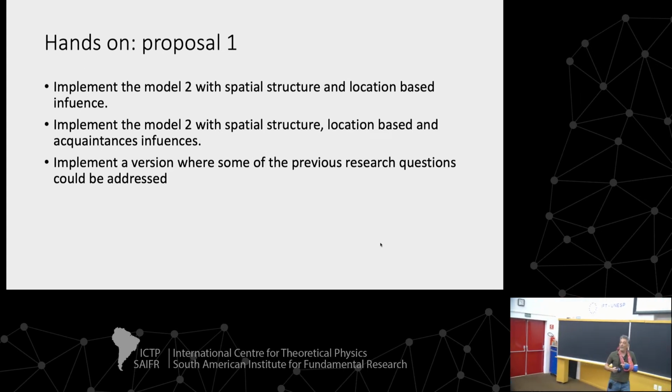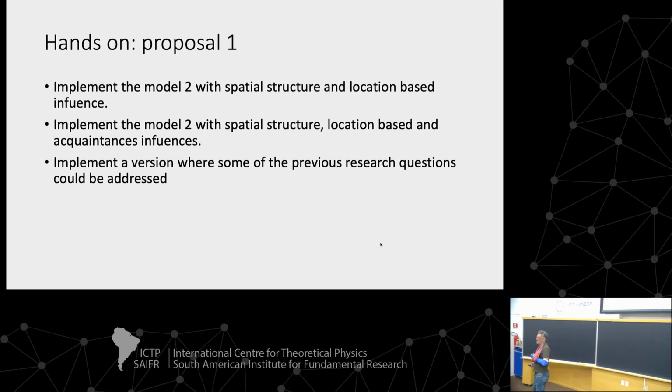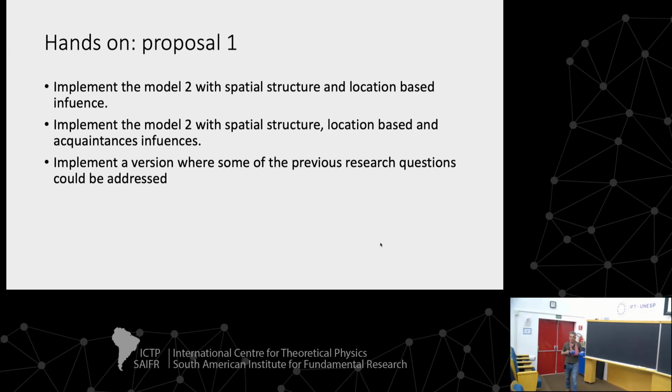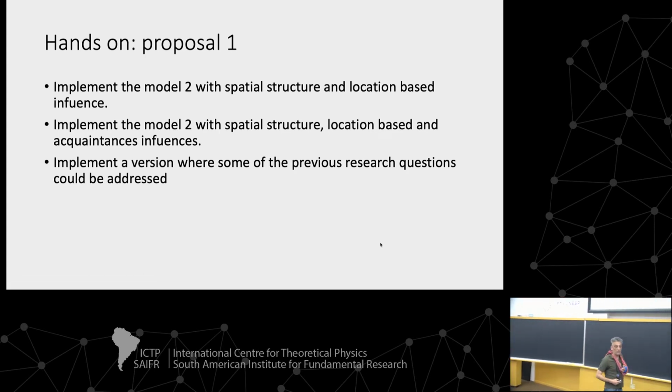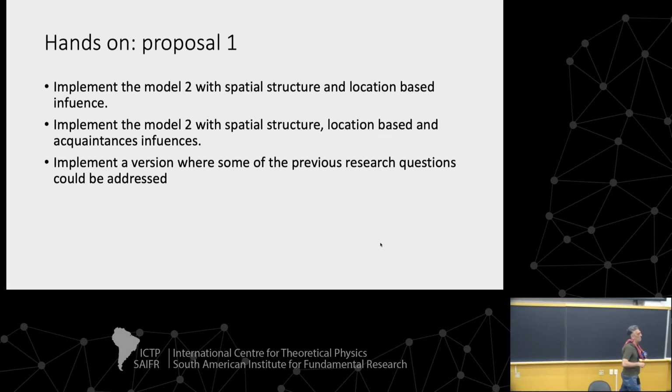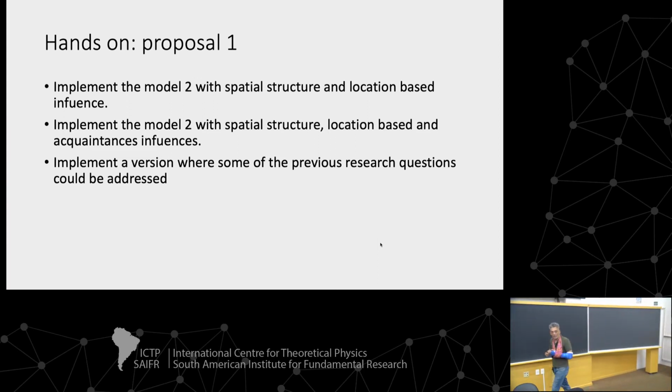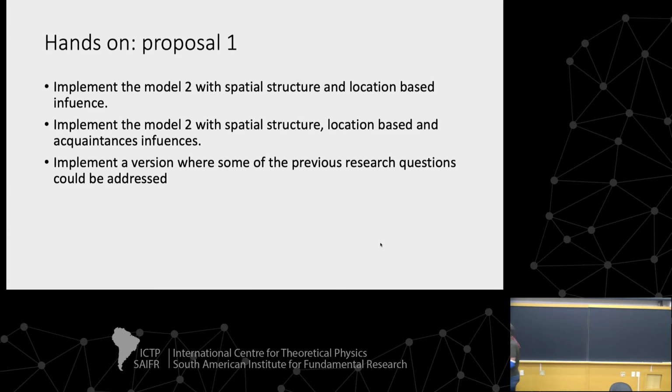So I have a hands-on proposal for you, if you want, for those who are interested. The first one is to implement model 2 with spatial structure and location-based influence. The second one is to add acquaintances' influence. And the third one is, if you want, to implement a version of some research question. Of course, we can take it nicely. If you are interested, we can do that in the hands-on session. So this is the third proposal.